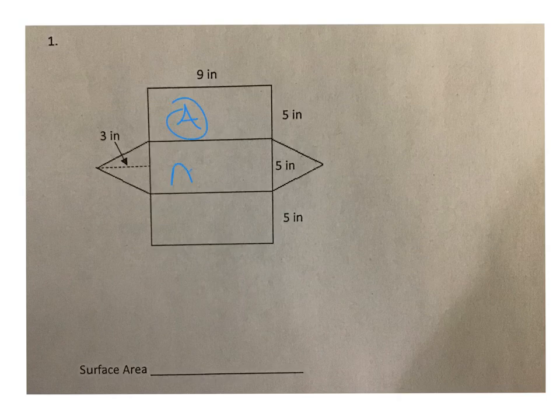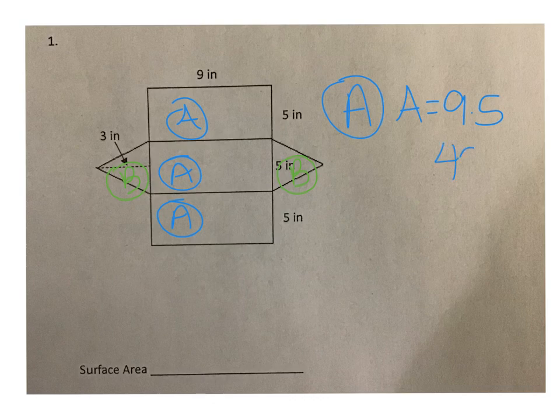So I'm going to label all of them as A, and then I'm going to label our triangles as B. So looking at our A's, we are going to multiply our length times width for our rectangles. So that's going to be 9 times 5, which is 45. And then let's look at how many A's there are. There's 3. So we're going to times it by 3 and get 135. Remember, you can always use a calculator for that part.